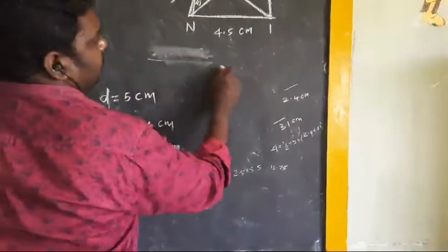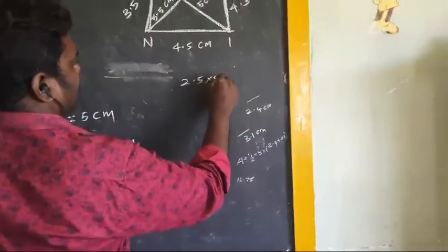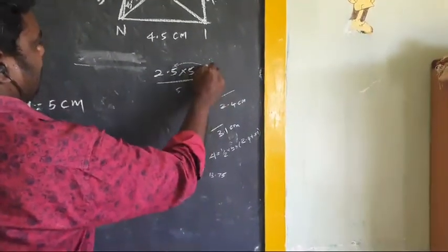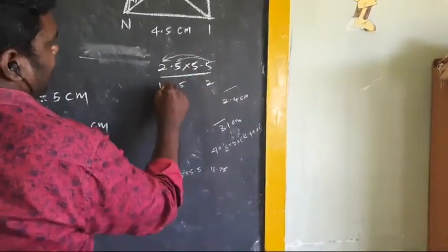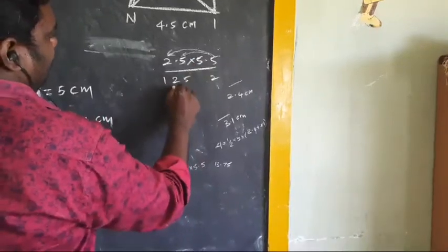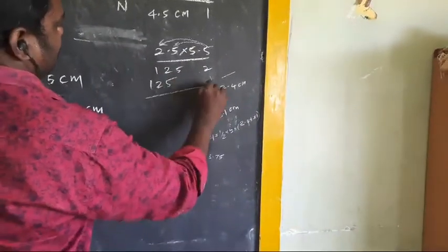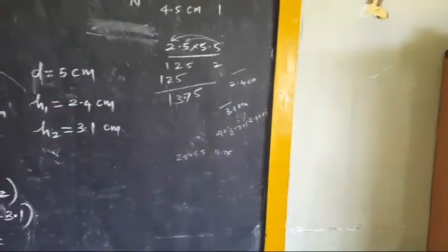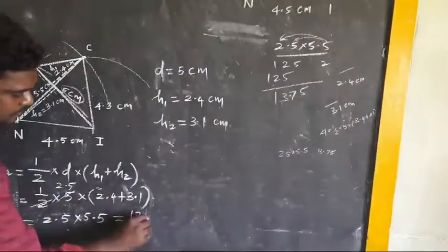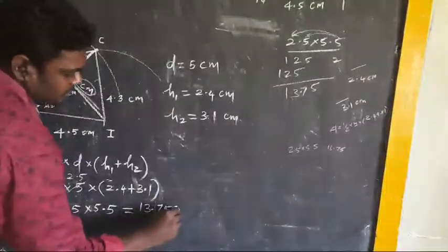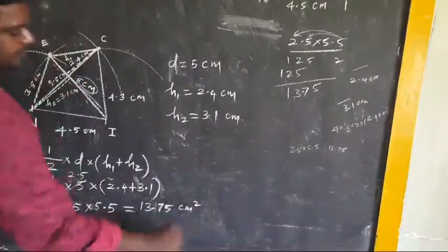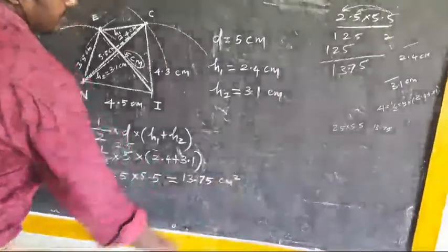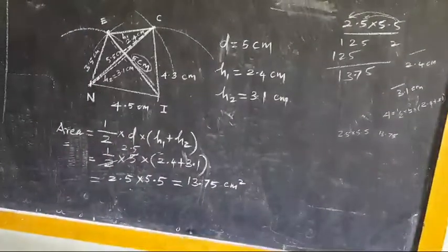5 5s are 25, 5 2s are 10, 12, same. So 5, 7, 3, 1. So 13.75 centimeters squared. Because it is area, the area should be mentioned in square units.